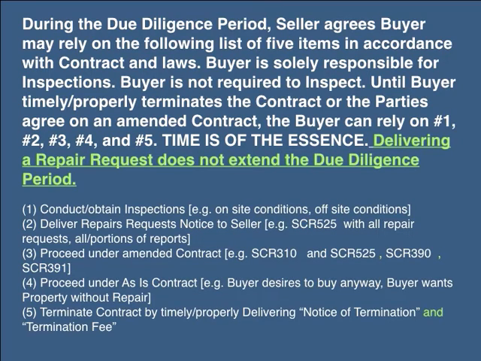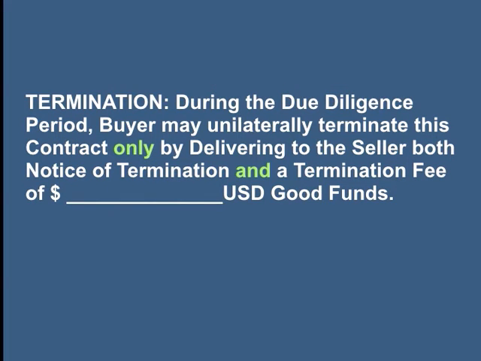You cannot terminate a contract unless you have delivered notice of termination and a termination fee. It's very important. Now let's take a look at the termination. During the due diligence period, the buyer may unilaterally terminate this contract only by delivering to the seller both notice of termination and a termination fee of blank dollars. So what do you put here?